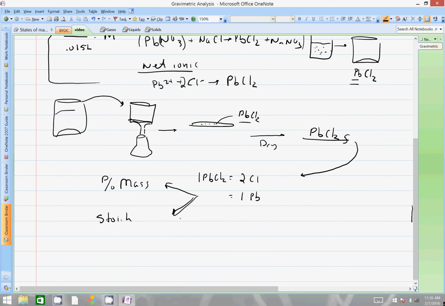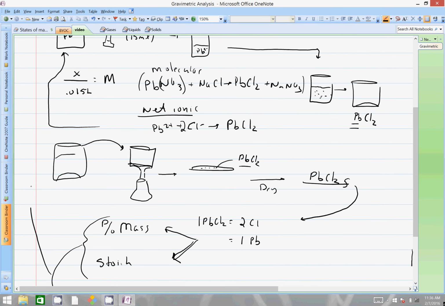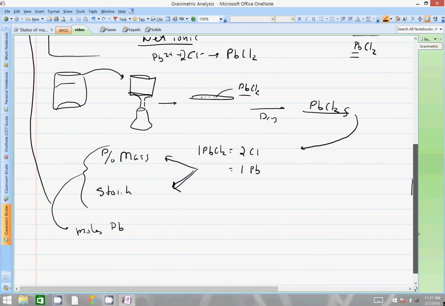I'm assuming at that point you can figure out from either of these methods the moles of lead ions present there. And with that, you will complete the circle, and those moles will come up right here and get plugged in to figure out the molarity of your original solution. And that is it.